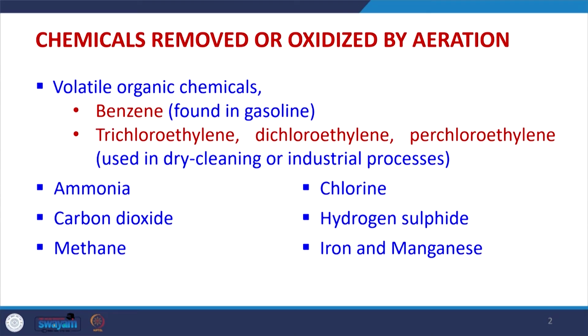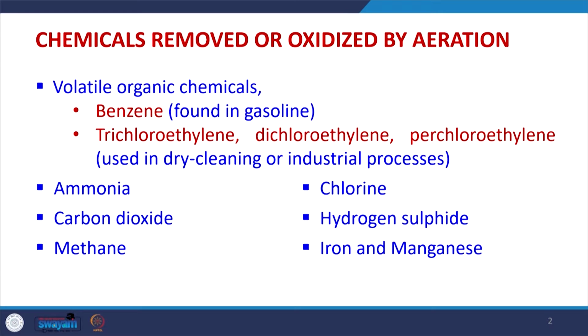Now, for the removal aspect, the chemicals or VOCs which are generally removed or oxidized by aeration include a number of compounds, and many of these are volatile organic compounds. They are not in gaseous form as such, but they are highly volatile. Like benzene, xylene, toluene, if they go into the water, they are highly volatile and also carcinogenic. So we always want these volatile organic compounds to be removed from the water phase.